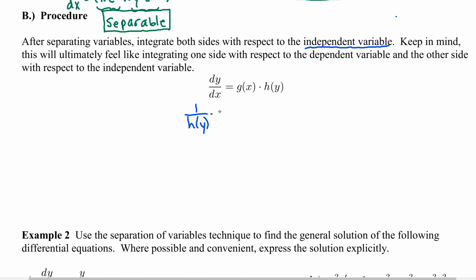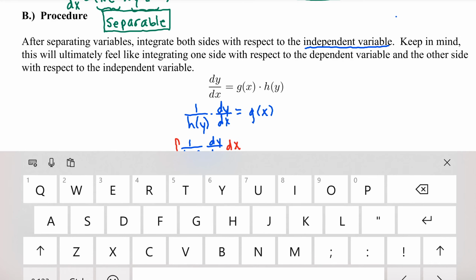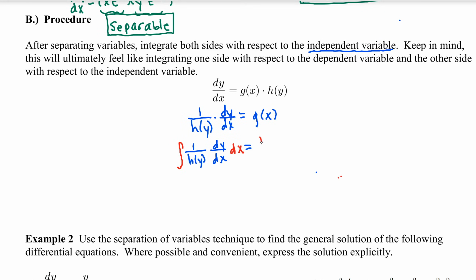So we have 1 over h of y times dy over dx equals g of x. Now we're going to integrate both sides with respect to x. So we'll have the integral of 1 over h of y times dy over dx, dx. Notice the dx term indicates that I'm integrating with respect to the independent variable x. And we're going to do the same thing on the right side.